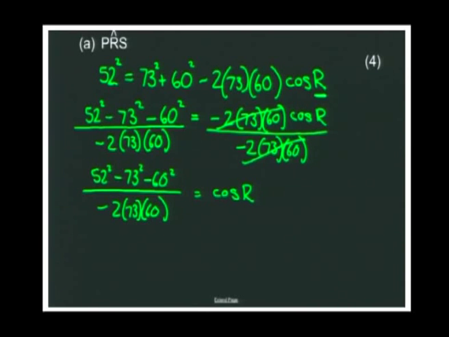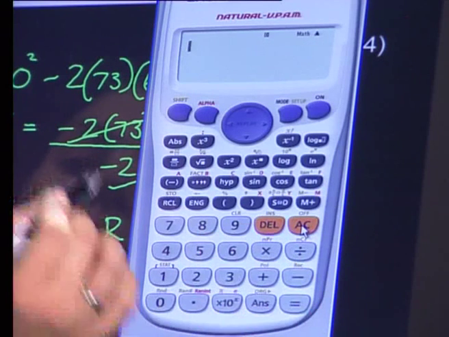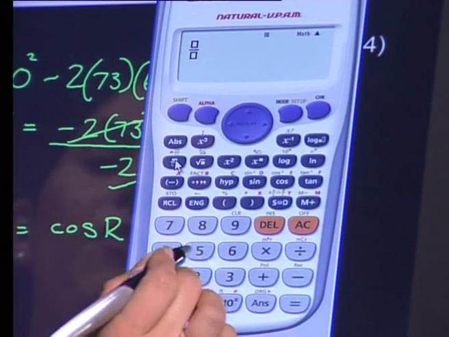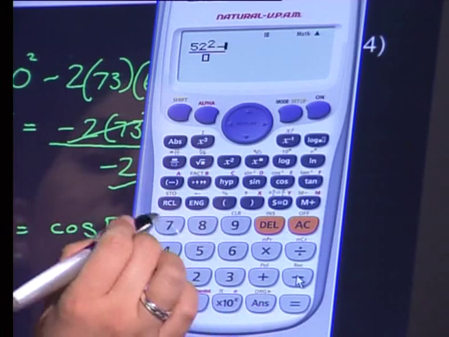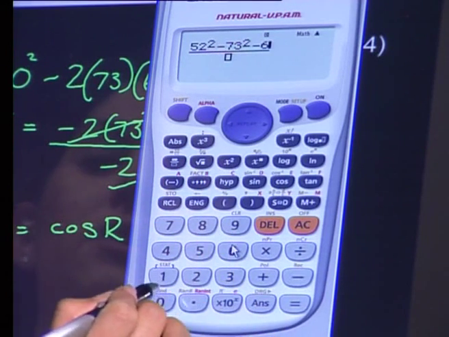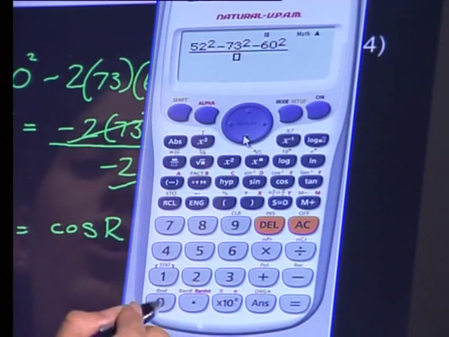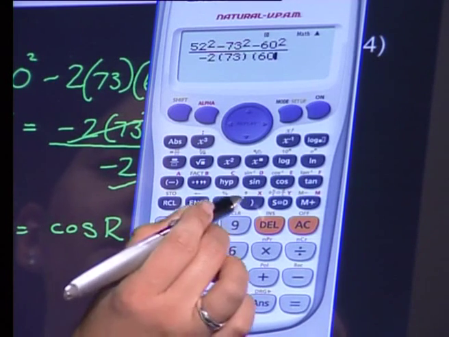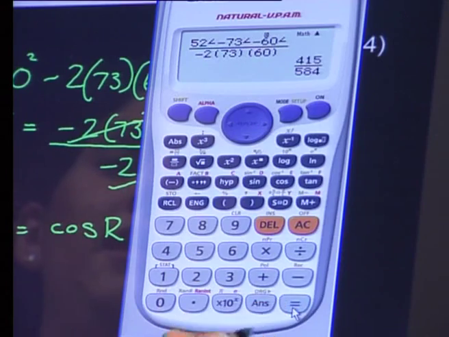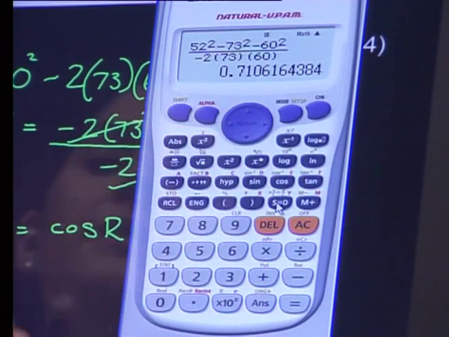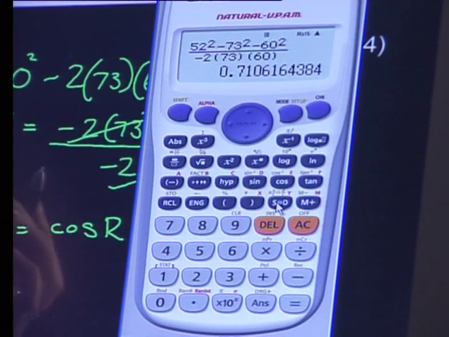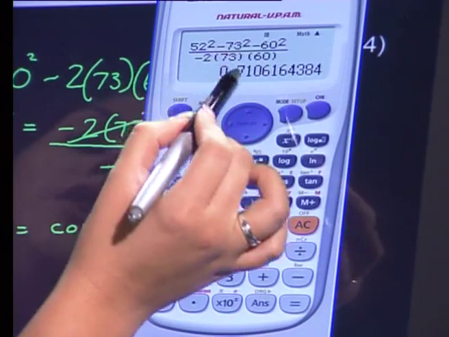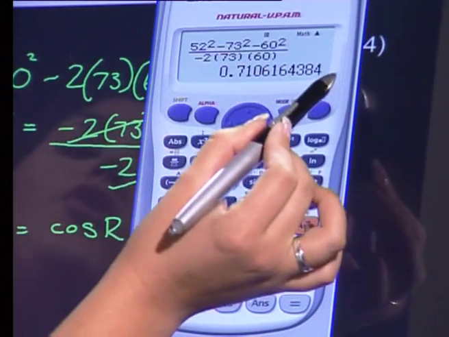And we're going to begin by doing that. So we pull up our dear friend here, and we put all of that in. We start by saying 52 squared minus 73 squared minus 60 squared over negative 2 multiplied by 73 multiplied by 60 equals. Convert that to our decimal. And again, I'm now going to use my memory function. So if you're still not feeling very comfortable with this function because you've never used it before on the calculator, have a look. Our answer is 0,7106164384.